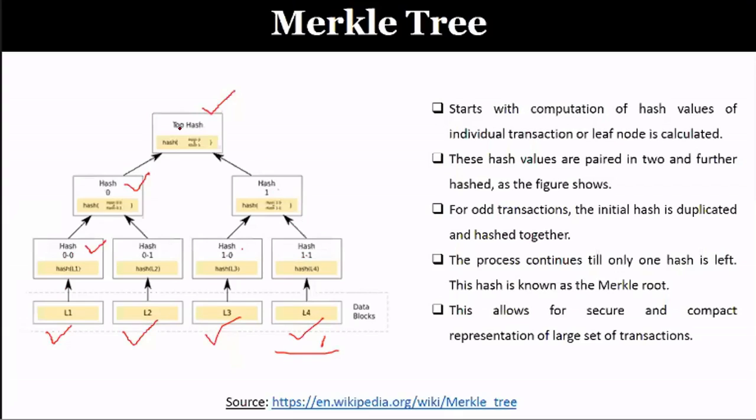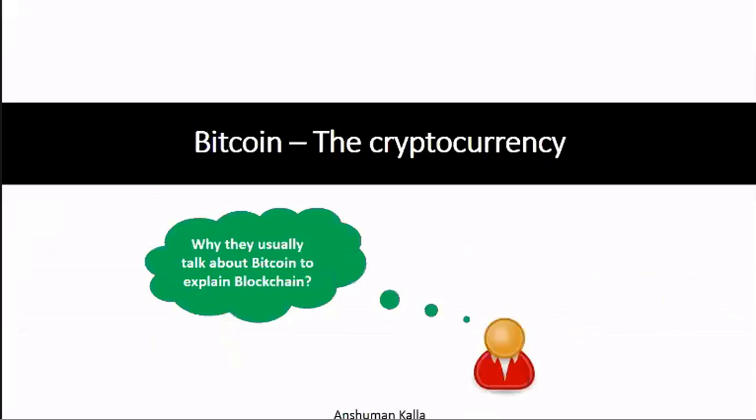So this is a kind of avalanche effect that will happen, and this change will ripple down to the root of the Merkle tree, right? So this is another important concept coming from the world of cryptography that blockchain uses. All right. So far we have covered basic concepts that come from the world of cryptography that blockchain makes use of, right? Now let's discuss Bitcoin, the much heard cryptocurrency, right?